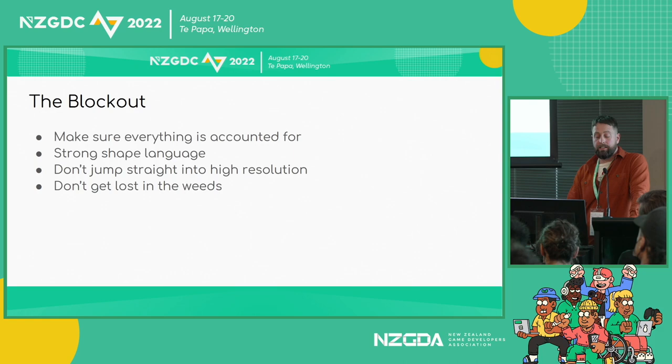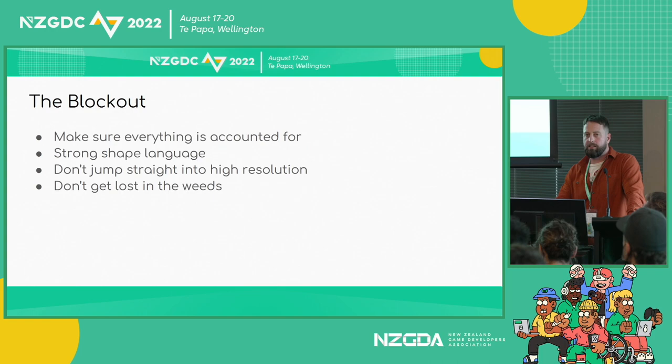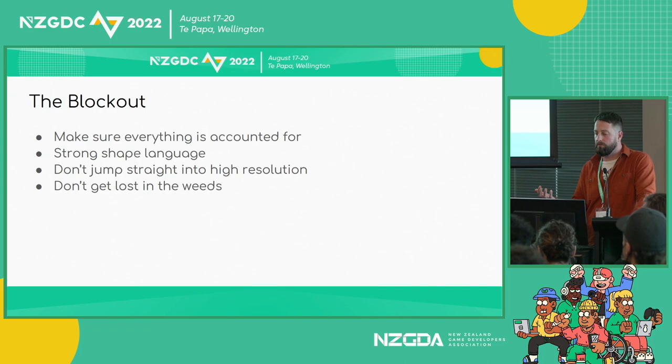Don't get lost in the weeds and don't jump straight into high resolution. I've added these both in at the same time. But because digital sculpting is such a quick process, it allows you to go from 0 to 100 straight away. This is something that traps everyone, jumping ahead of yourself. And this is where adopting that traditional mentality around sculpting can really help you slow down and build things up. So build in the shapes that are important to make the sculpture and then add detail afterwards, not the other way around.